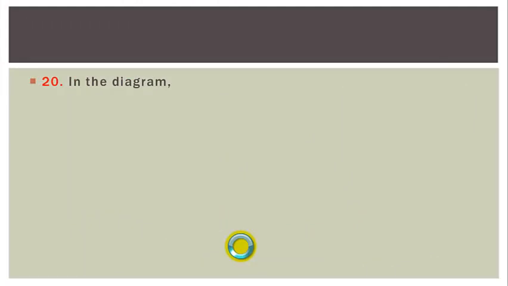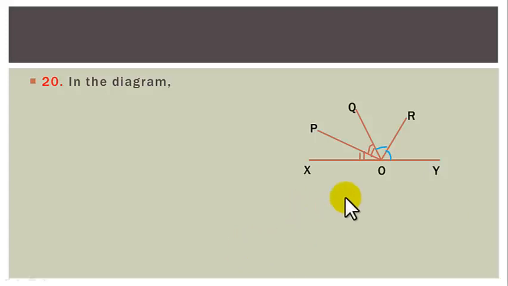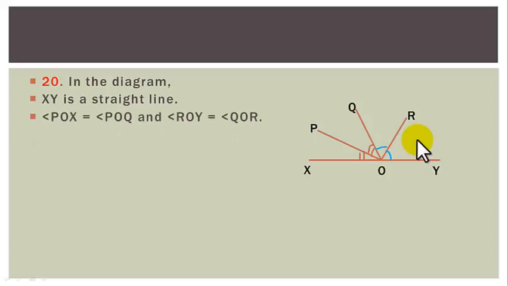Question 20. In this diagram, XY is a straight line. Angle POX, that's this angle, is equal to angle POQ, this angle, and angle ROY, that's this angle, is equal to angle QOR. Find the value of angle POQ plus angle ROY.